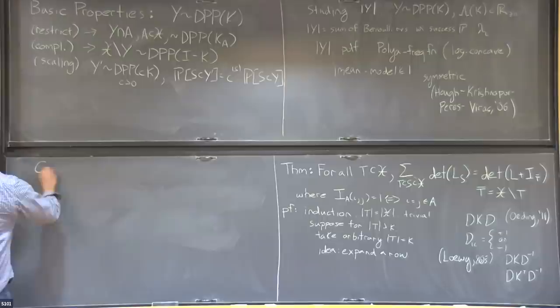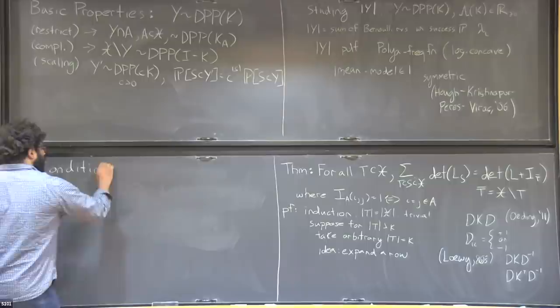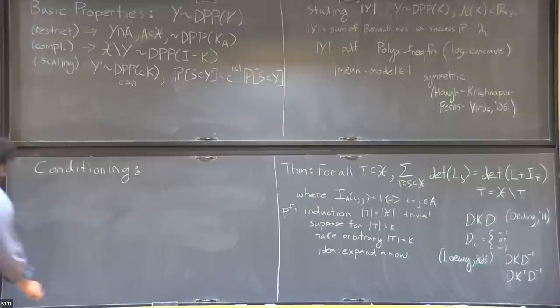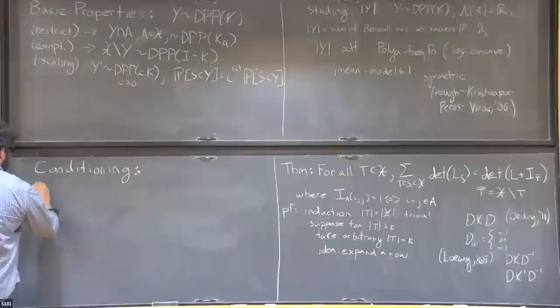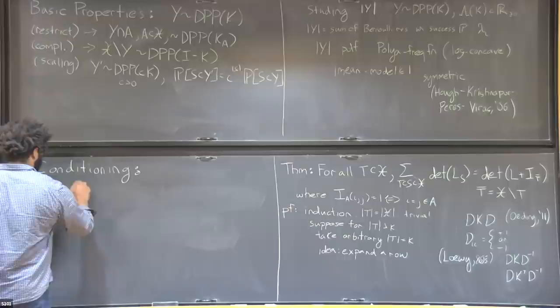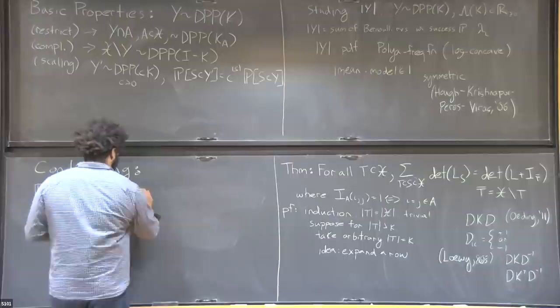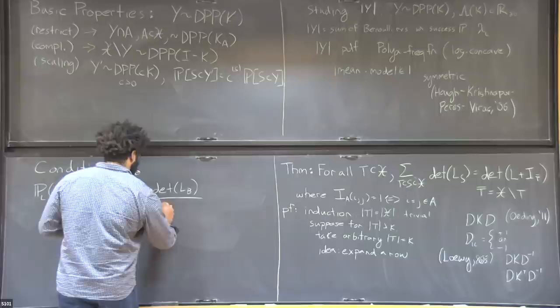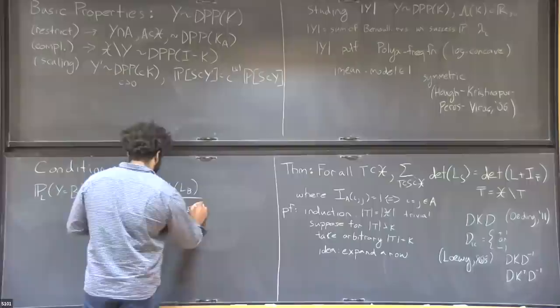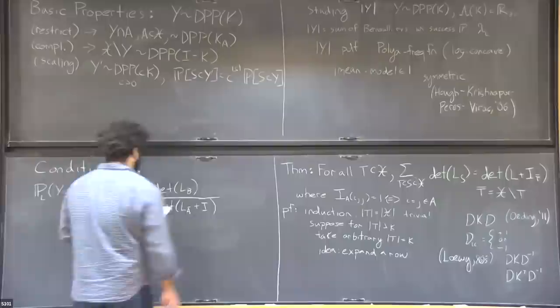Okay, so the last basic property I just want to briefly mention, more or less without proof, is questions of conditioning. Suppose you want to look at the probability that your random variable Y equals some subset B, conditional on the fact that it's disjoint from A. You can write this simply as the determinant of B divided by A bar. And this conditional probability is still a DPP.